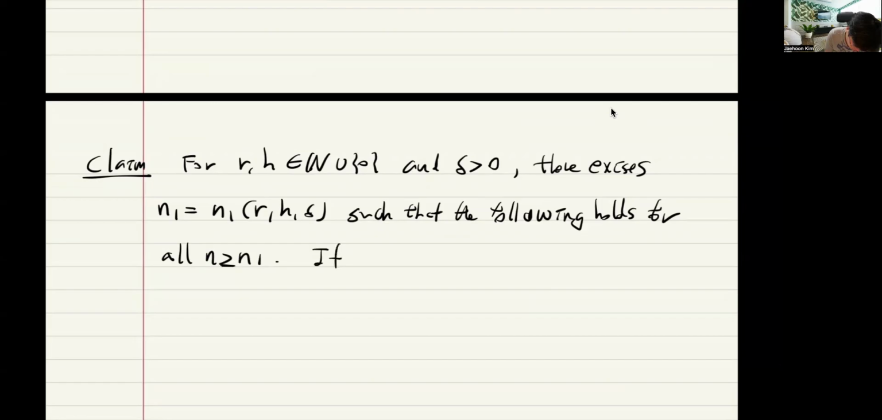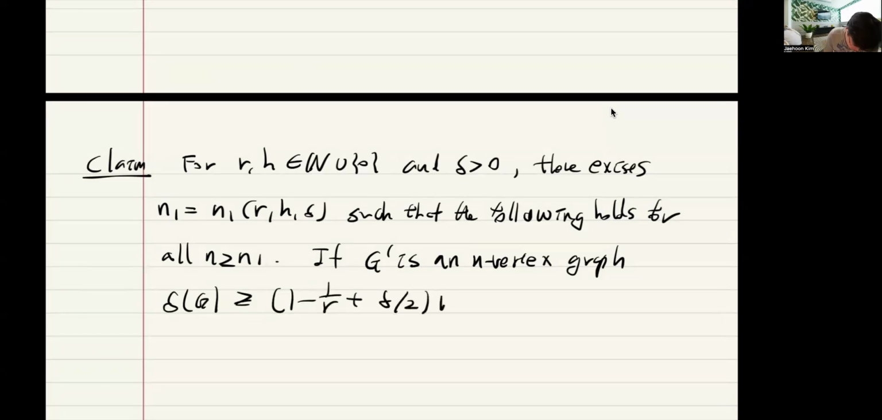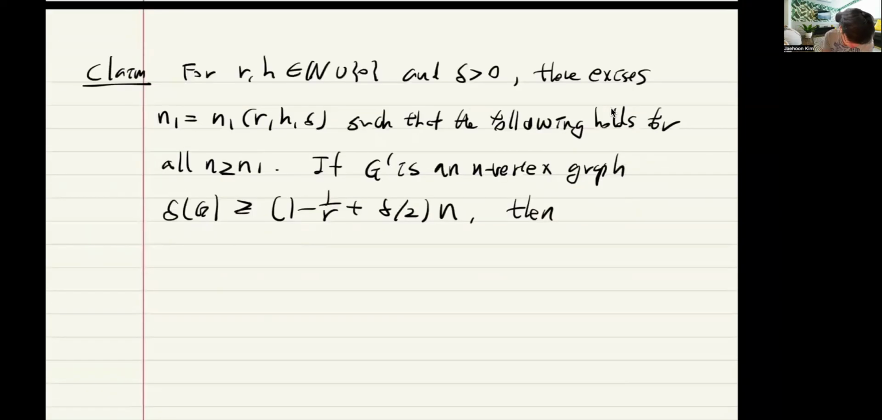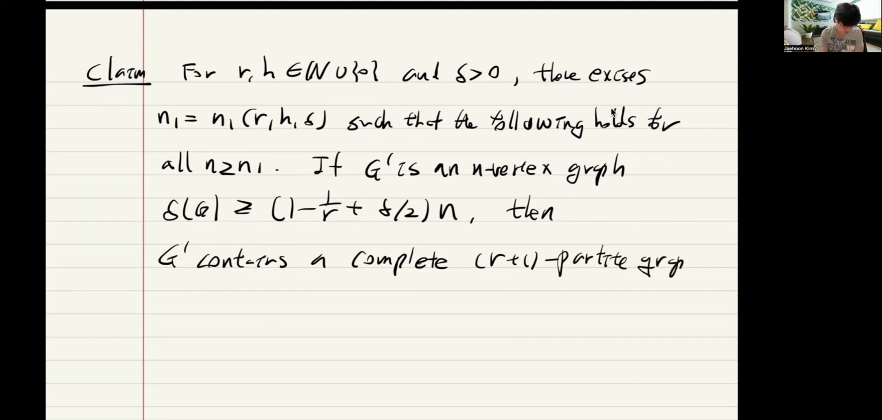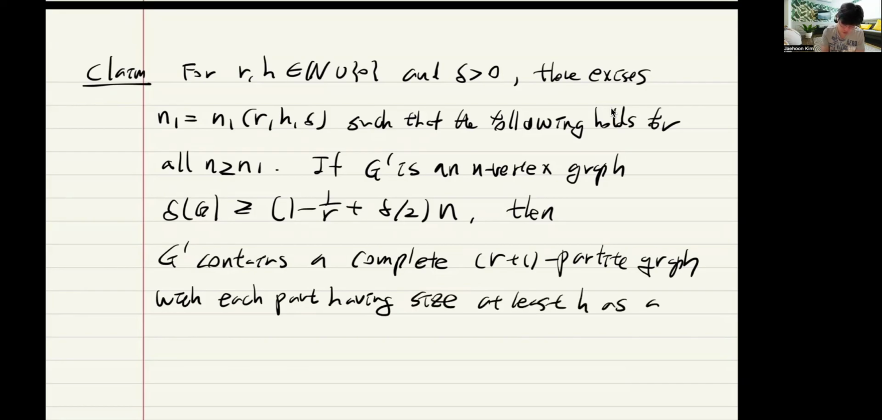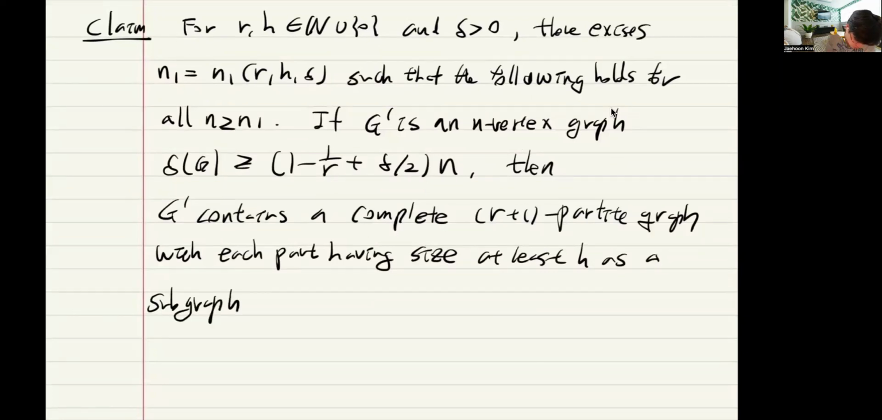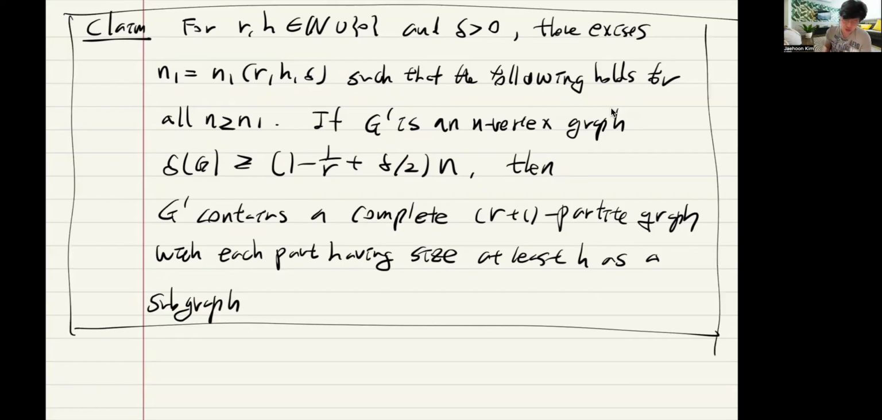If G prime is an n-vertex graph with minimum degree bigger than (1 minus 1 over r plus delta over 2) times n, then G prime contains a complete (r plus 1)-partite graph with each part having size at least H as a subgraph. So essentially, this claims that if we have a minimum degree condition instead of the number of edges condition, then we can do what we want.